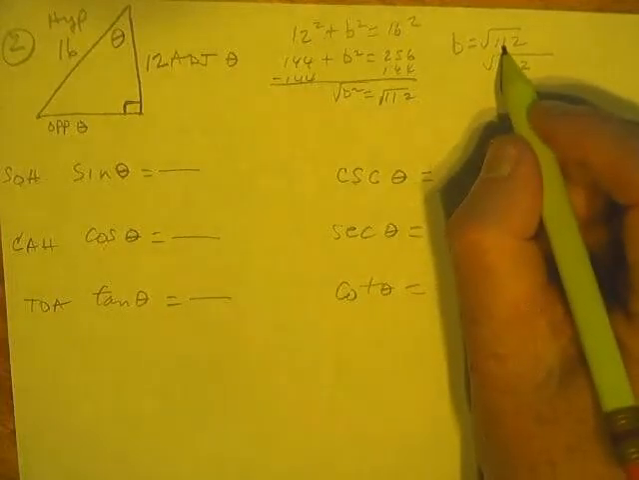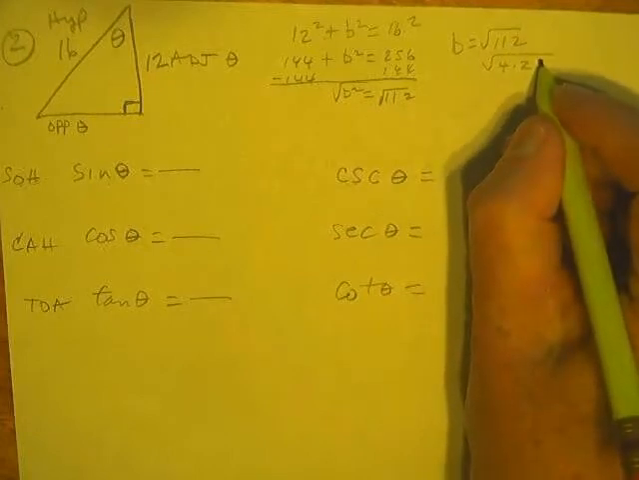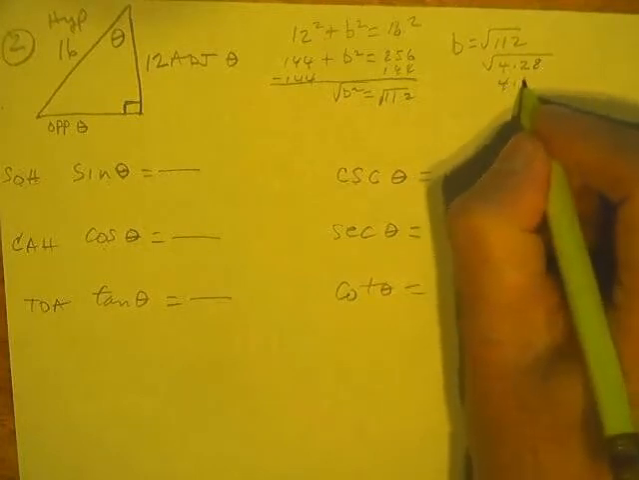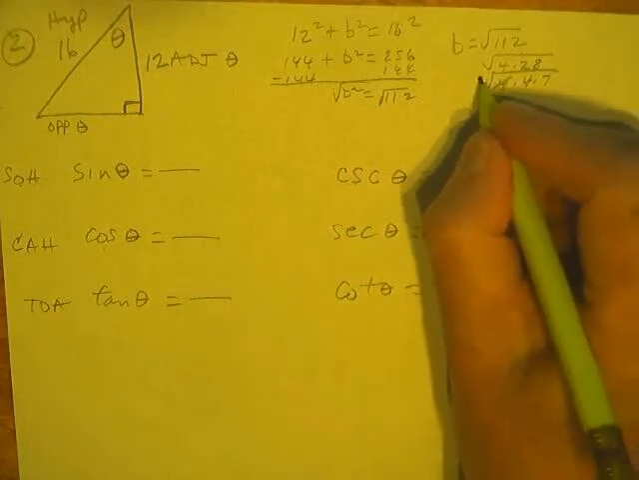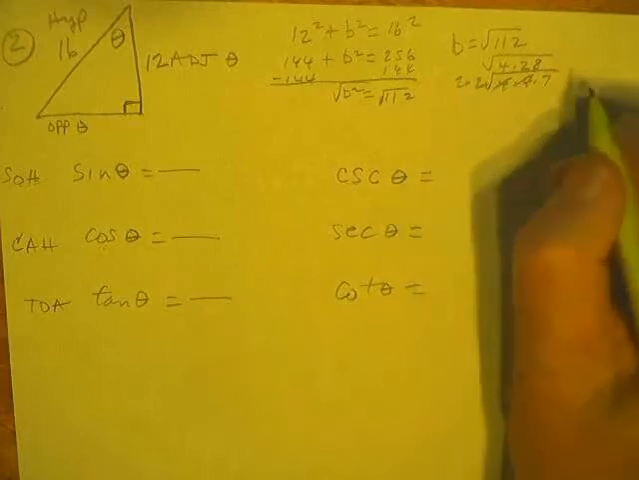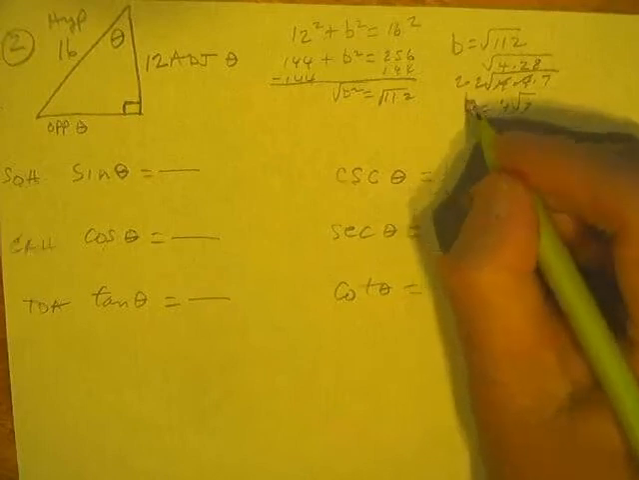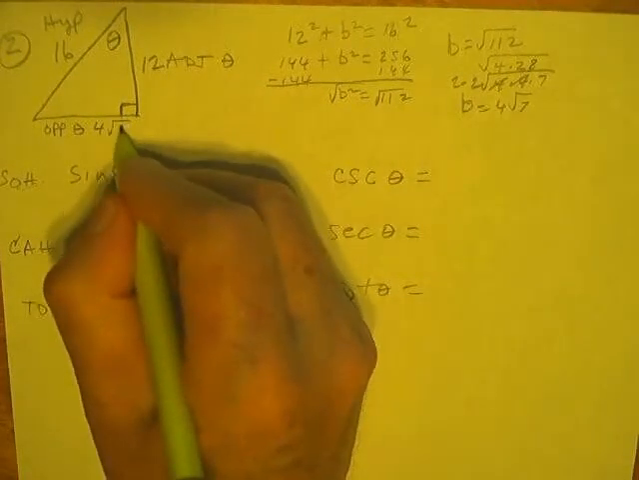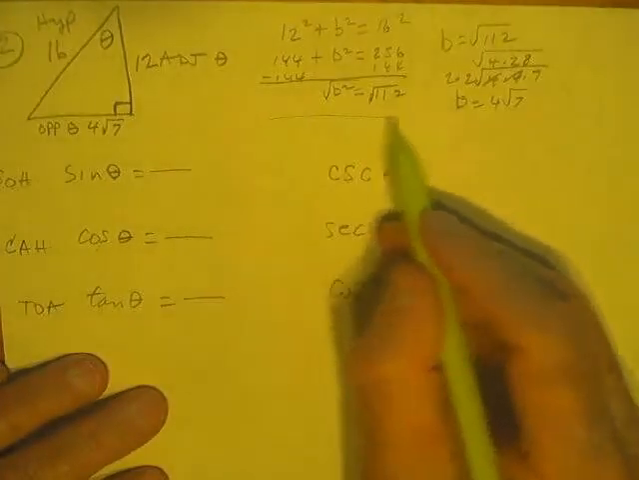2 times 4 is 8. That'd be 3, 4, that'd be 8 right there. Oh, let's see, 4 goes into 28 7 times. So pull a 2 out for each one of those. And B is 4 root 7. Okay. All right, so this would be the long way to do it.